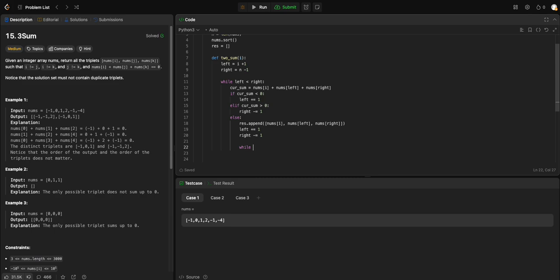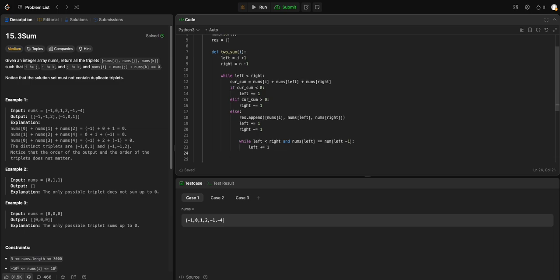Another condition: while left is less than right and nums[left] is equal to the previous number, we shift left forward. As we call it back, you move away. The same thing for right, and also right.